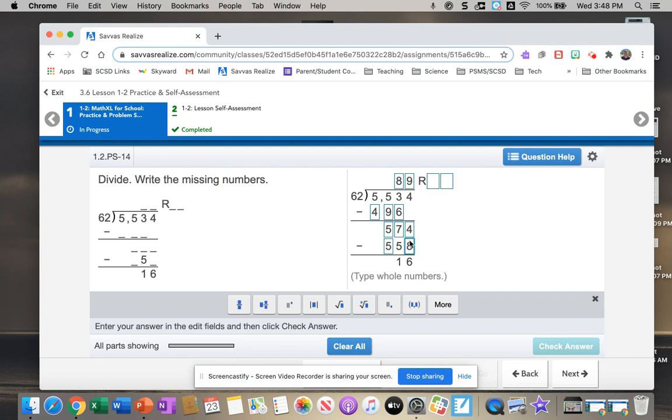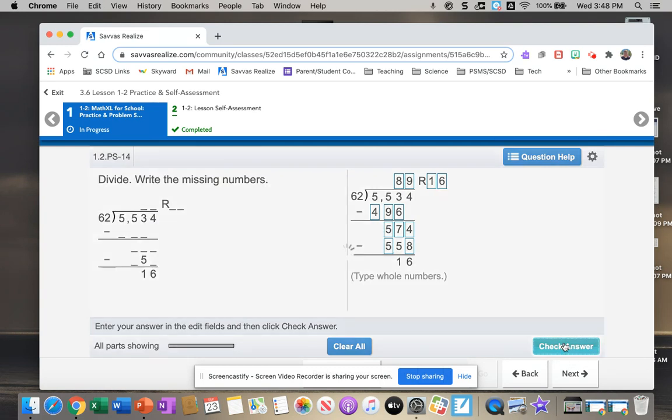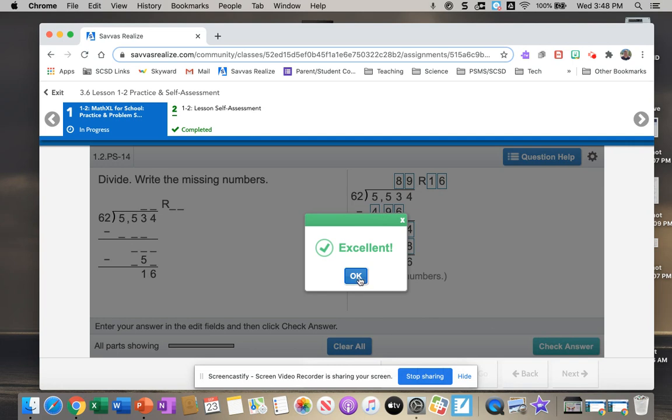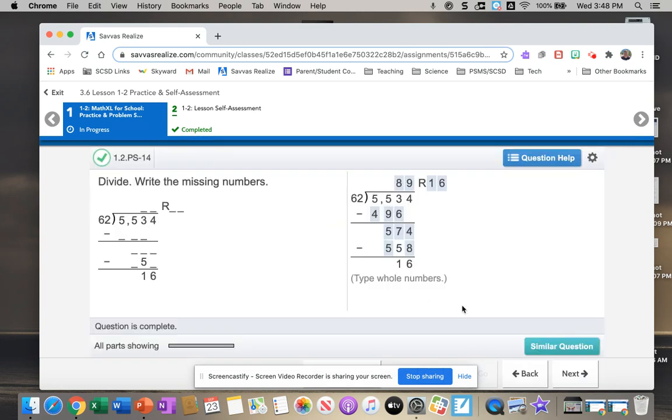4, regroup, get a 14 minus 8 is 6. This is a 6. 6 minus 5 is 1. So we have a remainder of 16. And there's a little example of doing your data entry. We check our answer. Let's do it. Cross your fingers. Oh, yeah, we got it right. Sweet. That's fantastic. So then you'll move on to your next question. Now that we checked, you always check your answer.